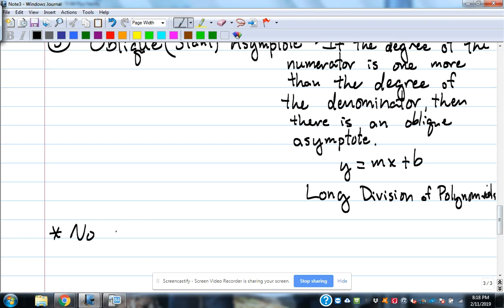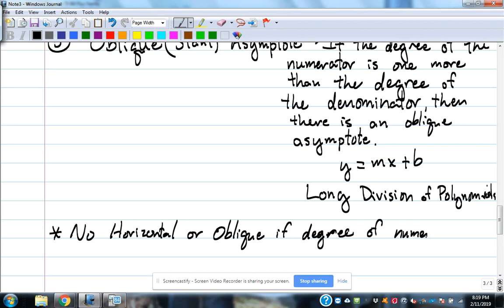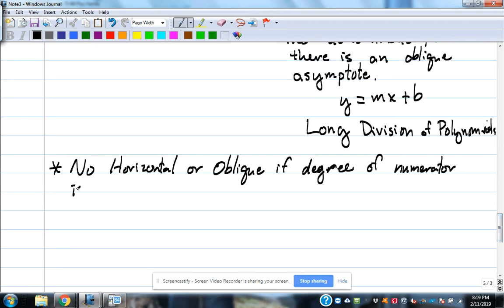No horizontal or oblique if the degree of the numerator is more than 1 greater.